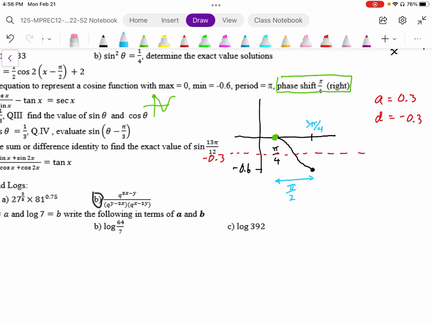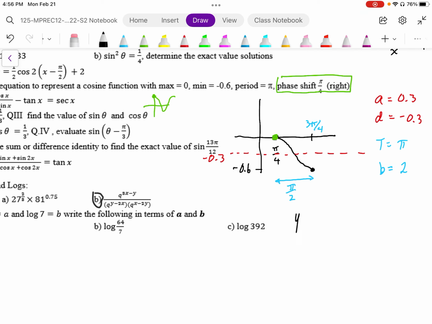And really from that, for my period, I can work out my b value. So my period is going to be pi. That makes the horizontal compression, the b will be times by 2. Okay, so the b value is going to be 2. So it's going to be 2 pi over pi, which is just 2. So now I pretty much have all the parts I need to write this equation.